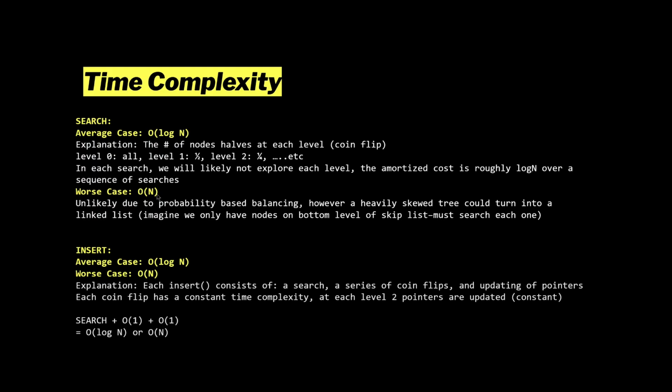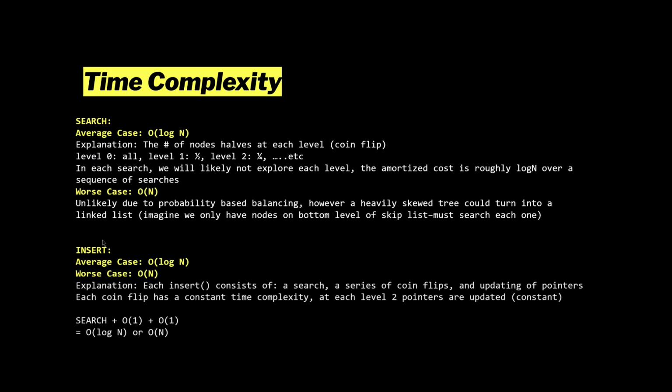So the worst case is O(n). This is very unlikely, again, because of the coin flip system, but if we have a very heavily skewed tree, it might degenerate into a linked list. Imagine basically we just flip tails over and over and over again, so the nodes never move on to the next level, and we just have one long bottom list. That basically would be a linked list, hence why we would get O(n), because we have to traverse everything.